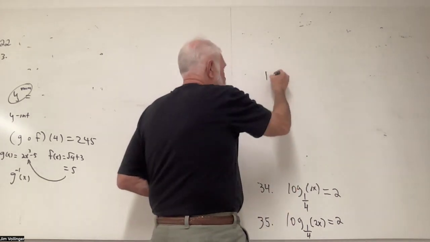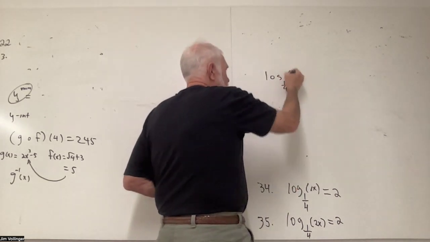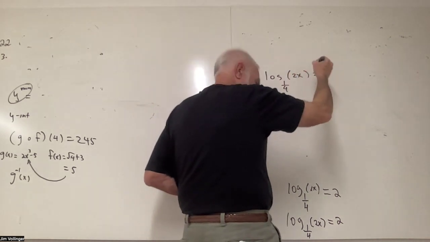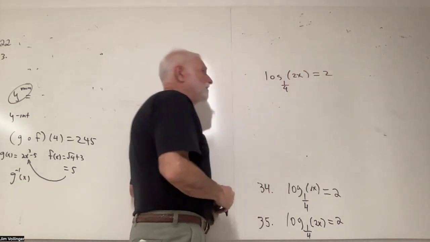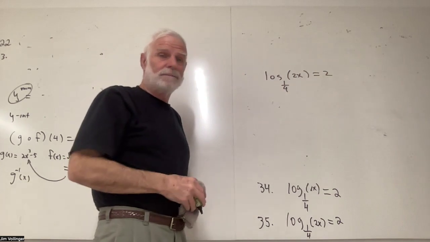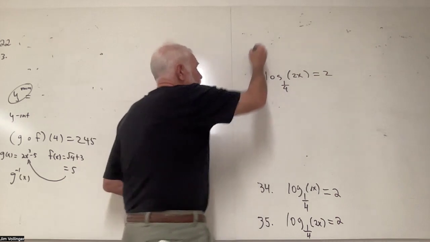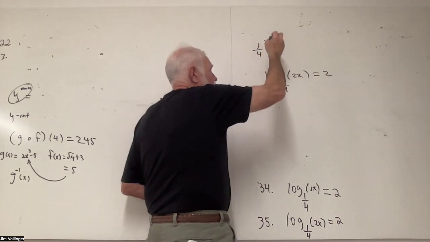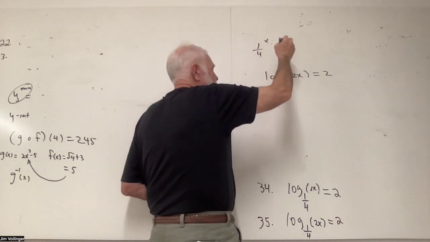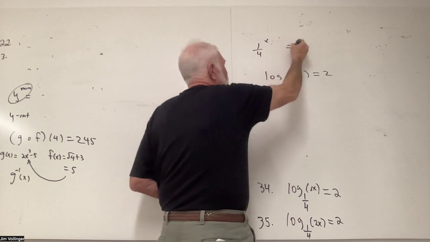Log base 1/4 of 2x equals 2. Pause the video if you want. I know I'm looking for an exponent again. I'm looking for the exponent on top of 1/4 that gets me 2x.